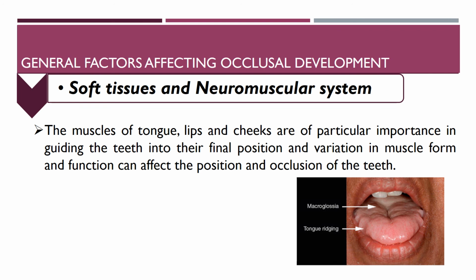As we see here, this patient has a large tongue, which is named macroglossia, and the tongue ridging can be identified easily by asking the patient to protrude the tongue, and we can identify that the underlying malocclusion could be related to such a soft tissue problem.